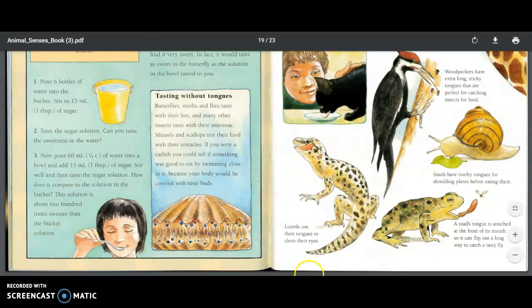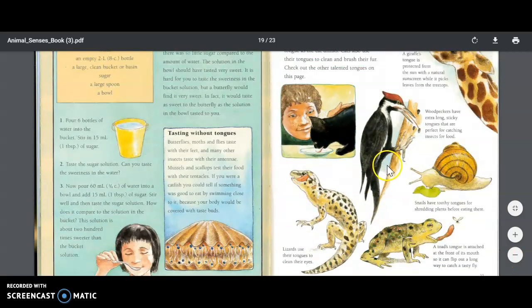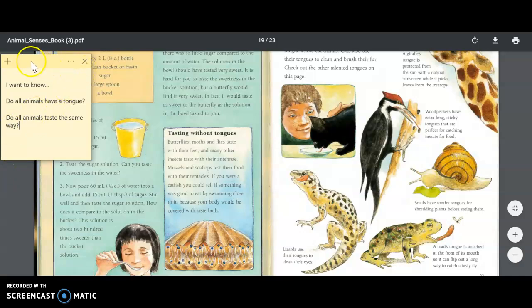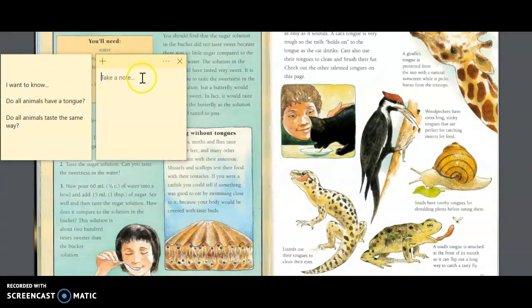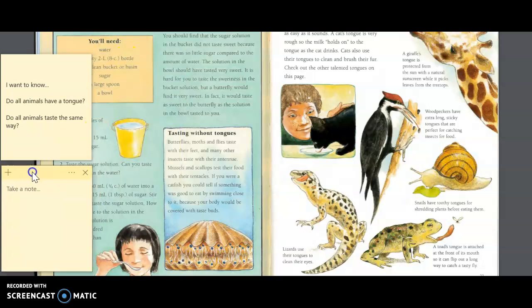So now that we've read this section of the text, boys and girls, all about how animals taste, on your piece of paper or on your Post-it note, what I would like you to do is write down something that you learned about the way animals use their sense of taste. You can see I'm opening up a Post-it note here. You might start off using this language frame. I learned that animals, and then complete that thought for me. I'm going to give you just a moment.